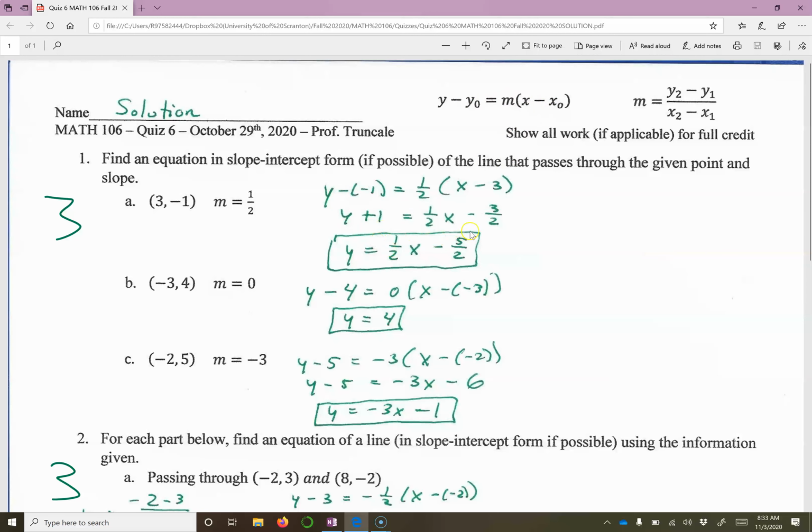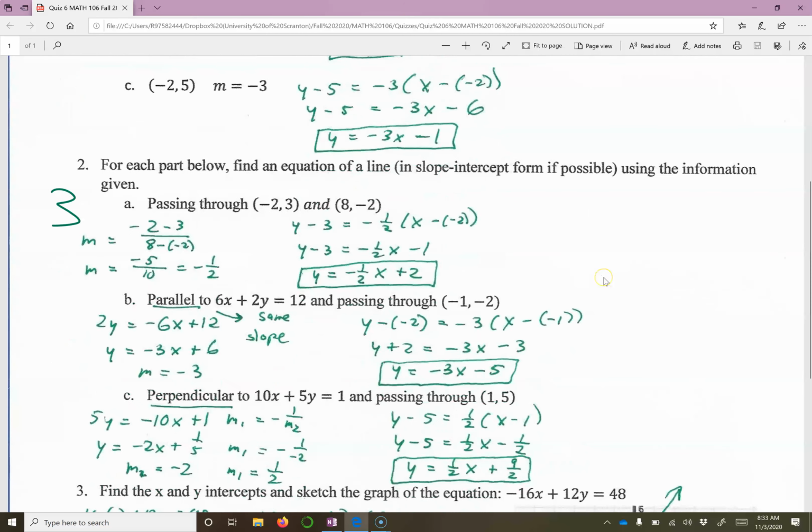That was nothing special about it. The second one, b, because the slope was 0, the entire right side of the equation becomes 0, and then you just have y equals 4, right? Because it's a horizontal line if the slope is 0. So you had to have y equals 4. And then the last one, again, was just here's a slope and here's a point. Go ahead and write it out in slope-intercept form. And they were each worth a point.